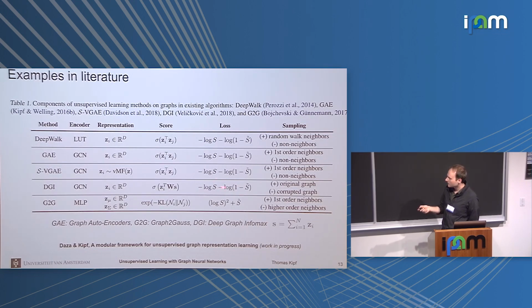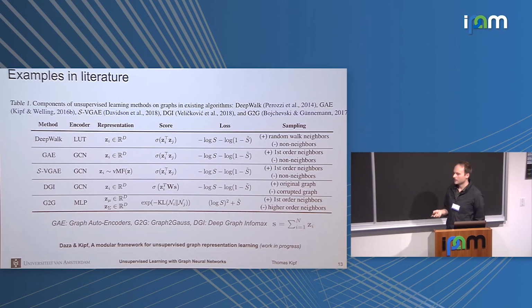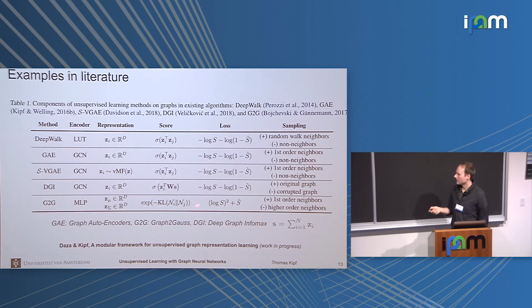Then a recent method called DGI looks very similar. It has almost everything the same, apart from this score function, where they don't score two nodes with each other, but they score a node embedding against a global summary, where they pool all the node embeddings. And the sampling is now done by having the positive samples given by the original graph, and the negative samples given by a randomly corrupted graph. Similarly, you have a method here, Graph2Gauss, that uses an MLP encoder and then embeds things as Gaussian distributions. The score function is now based on the KL divergence, which defines an energy, and then they use an energy-based loss.